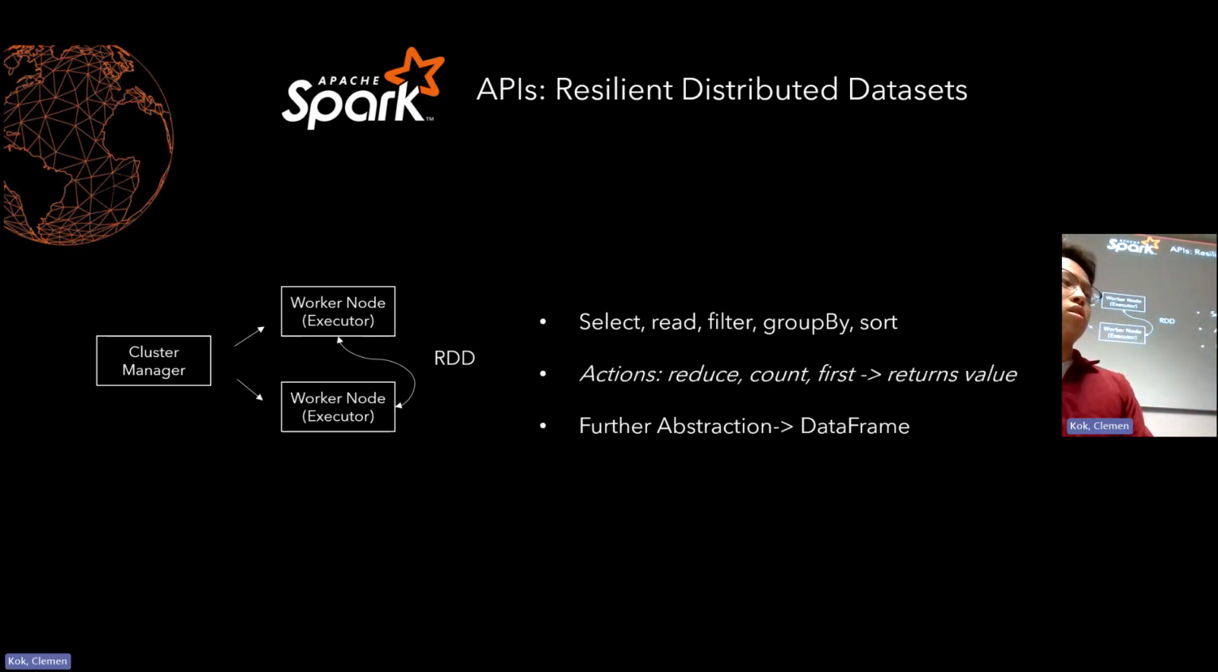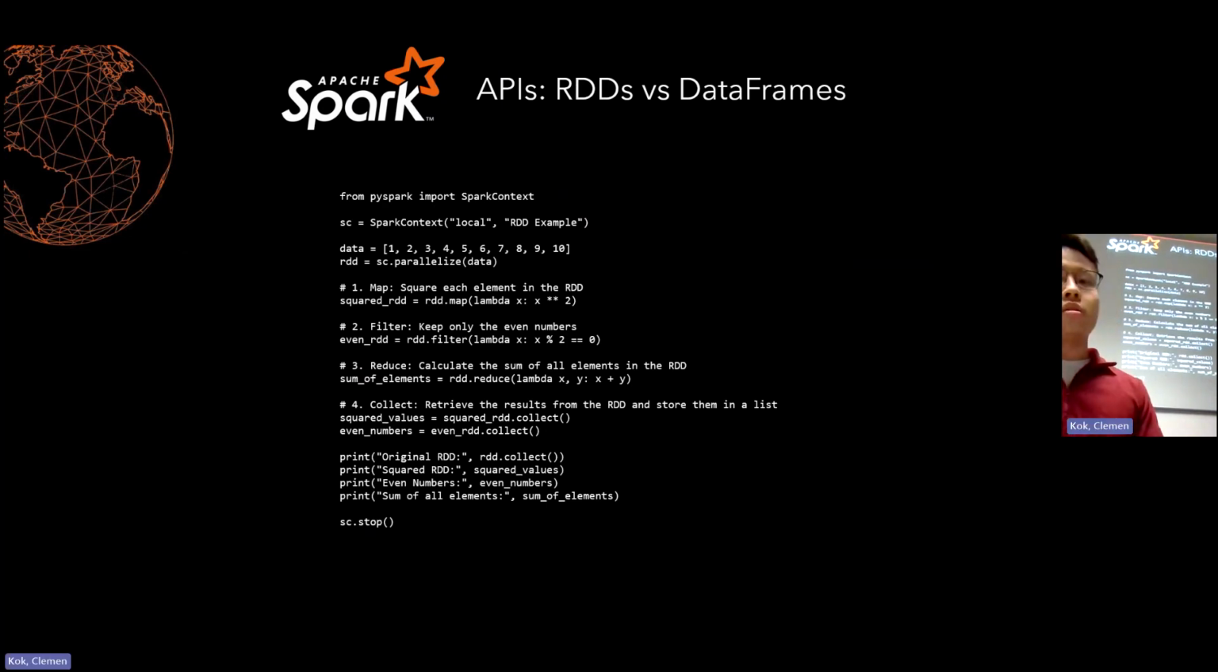You can perform different functions on RDDs. You can do select, you can do read, you can do filter, and so on. But we focus more on data frames. This is some code on how you would create an RDD using PySpark. As you can see over here, given some data, we can create an RDD as an object, and then we can run different lambda functions on it. From there you can manipulate the data within the RDD.